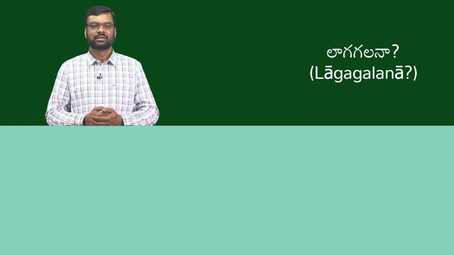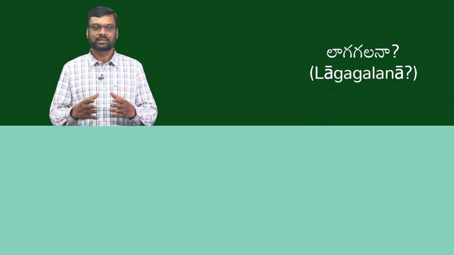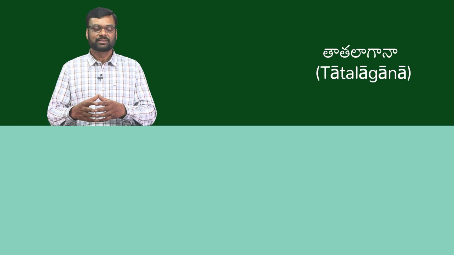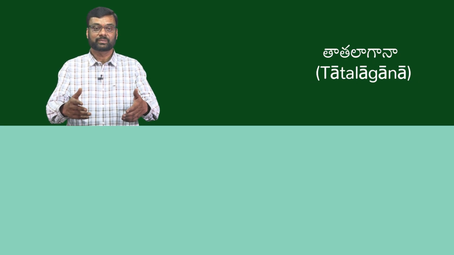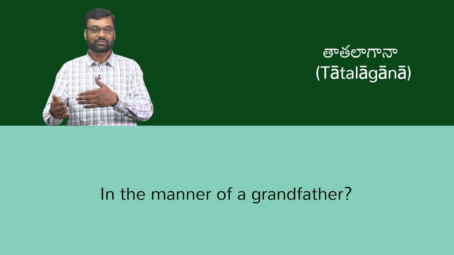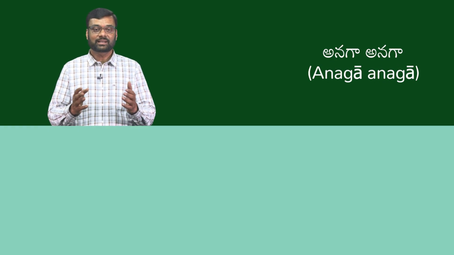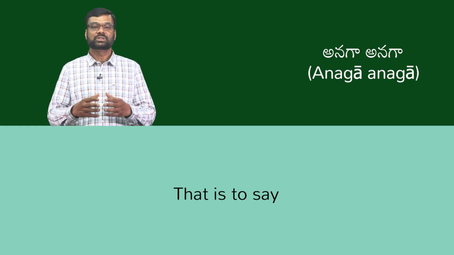Taking advantage of the script introduced in the first and second groups, some short sentences can be formed. By way of illustration, a few examples are given below along with their corresponding meanings in English. Shall we see? Are you ready? See the syntaxes. Lagagalana, which means I am able to pull it. Tata lagana, which means in the manner of grandfather. Anaga anaga, which means that is to say.